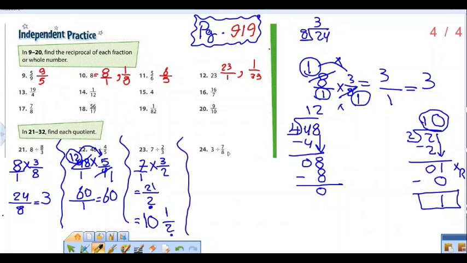Number 24, 3 divided by 7/8. Keep 3, change division to be a multiplication equation. Find the reciprocal of 7/8 or flip it upside down. It's going to be 8/7. Change the whole number to be a fraction. Put 1 in the denominator. 3 times 8 equals 24 out of 1 times 7 equals 7. Improper fraction, let's divide it.